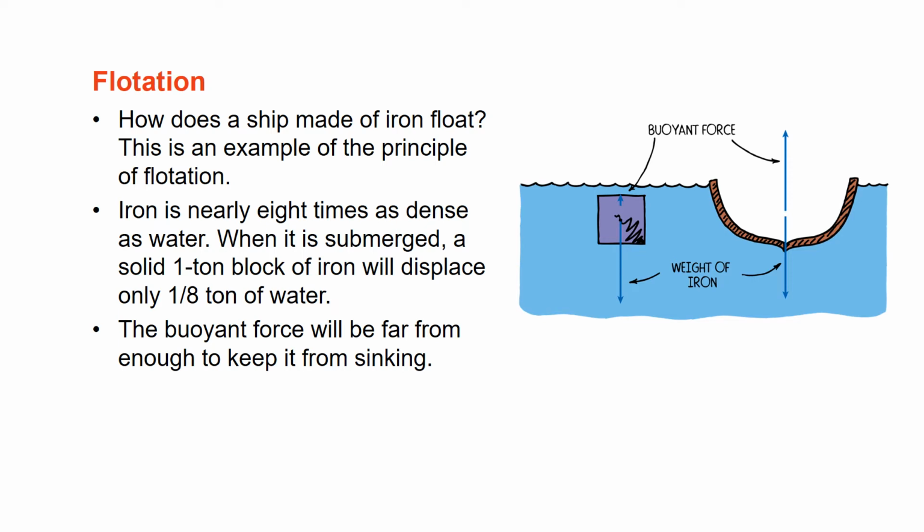How does a ship made of iron float? This is an example of the principle of flotation. Iron is nearly 8 times as dense as water. So when it is submerged, a solid 1-ton block of iron will displace only 1/8 of a ton of water. The buoyant force will be far from enough to keep it from sinking, so it will go down.